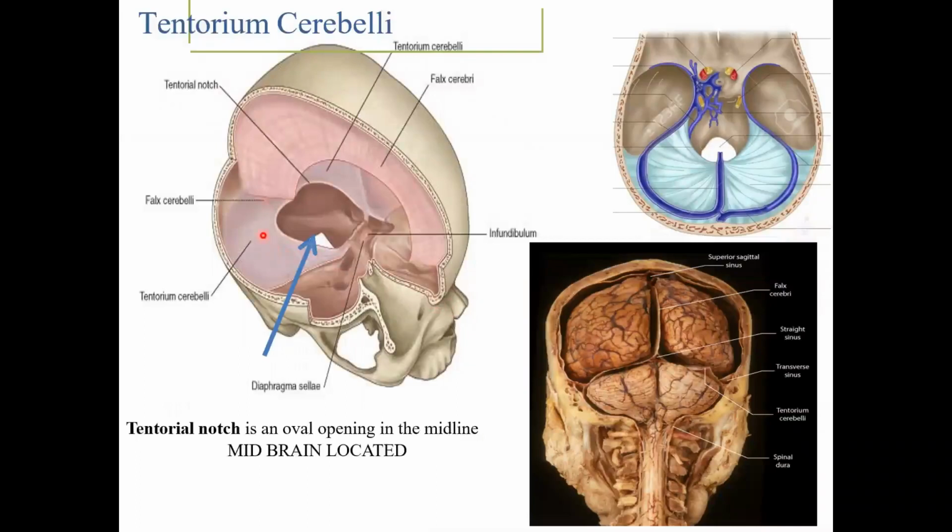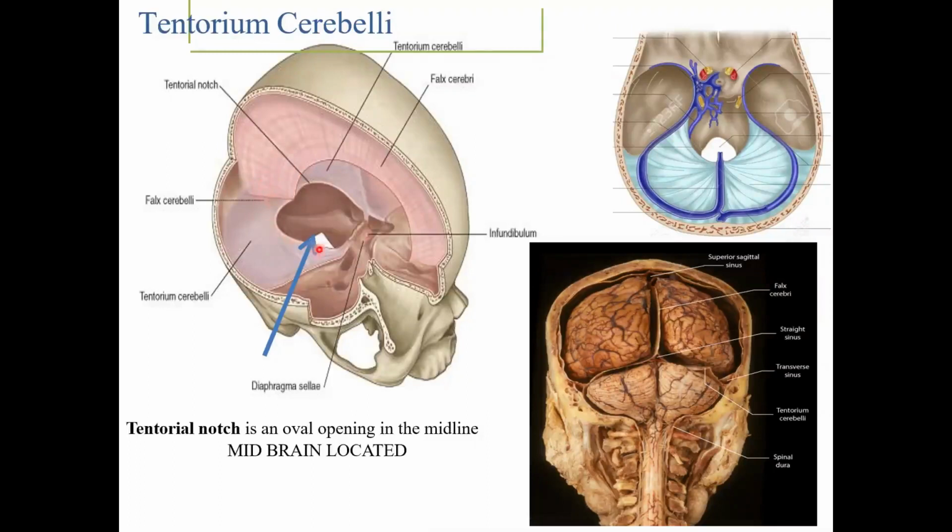As the name suggests, this is the tent-shaped fold of the dura mater, which will separate the occipital lobes of the cerebrum from the cerebellar hemispheres. This tentorium cerebelli, as we can see in the first diagram, has a superior surface related to the occipital lobes of the cerebrum and an inferior surface related to the cerebellar hemispheres. On the superior surface, the falx cerebri is also attached and a straight sinus is present at the junction of the falx and the tentorium cerebelli.